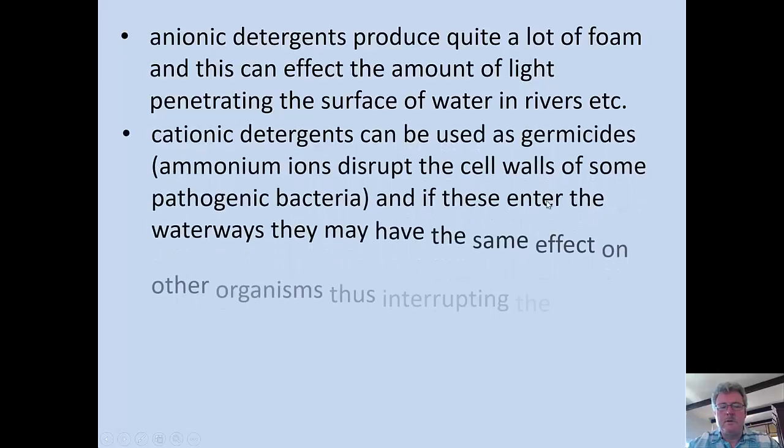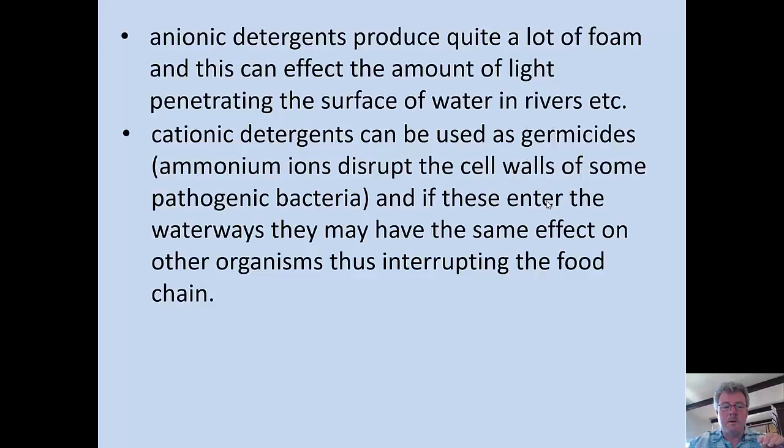Cationic detergents can be used as, that's the one with the negative end. Correction, the one with the positive end. Cations are positive. They can be used as germicides. That's the one with the usually nitrogen, ammonium compounds. They can disrupt the cell walls of bacteria, and if they enter the waterways, they can have the same effect on other smaller organisms. That affects the food chain and the quality of the organisms that are around for the food chain.